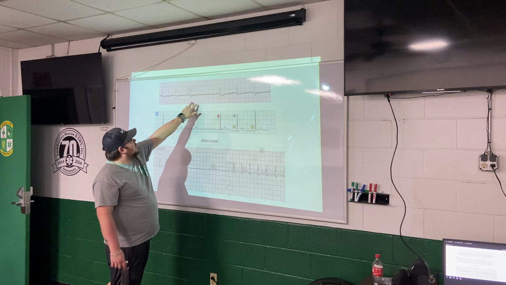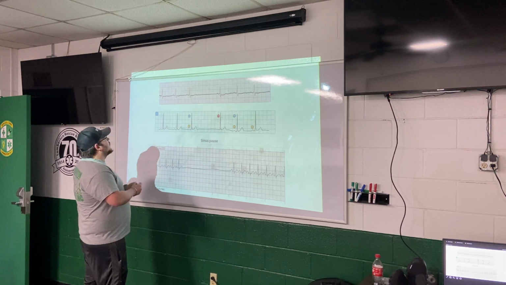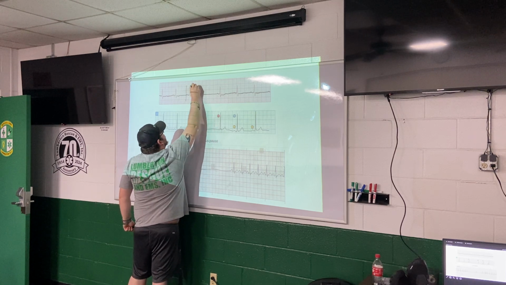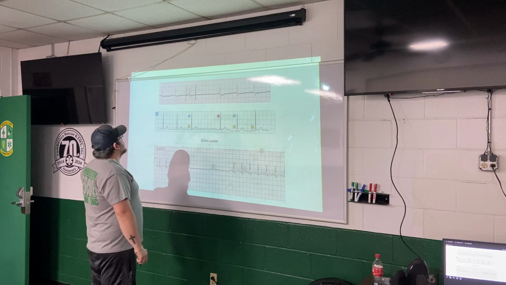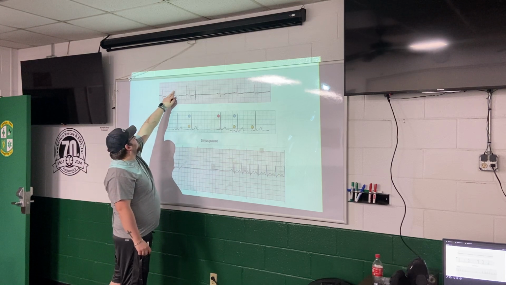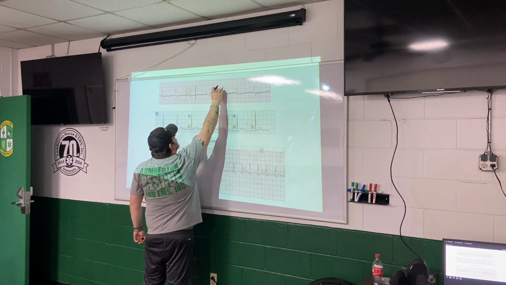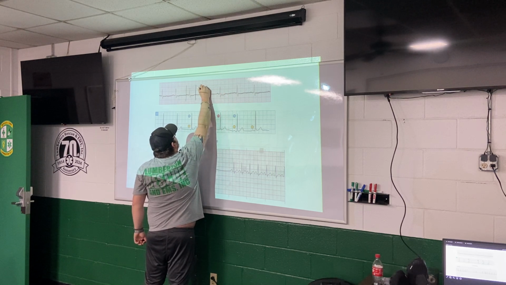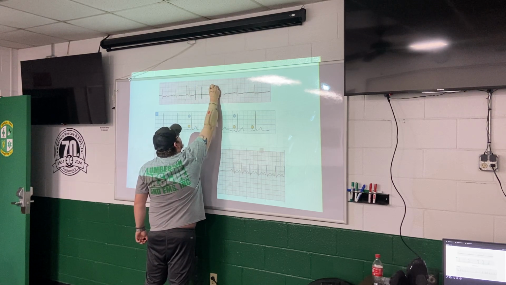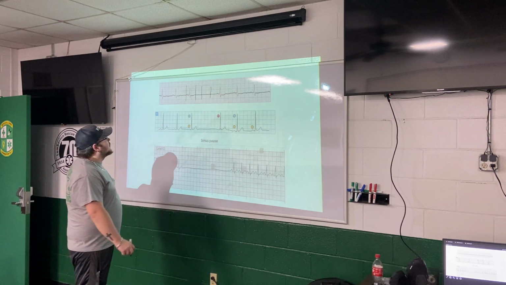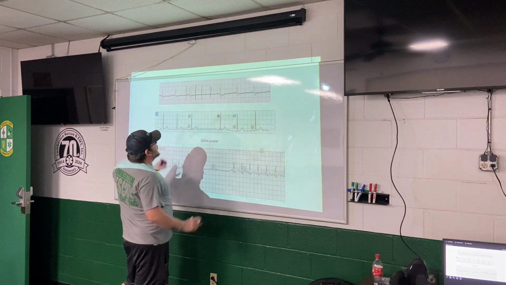So, here's our sinus block at the top. Here's where our P wave starts, here's where our T wave ends. So if we were to plug a heartbeat into right here, this rhythm would look normal, because your R's will match up. It just looks like we took a beat out.